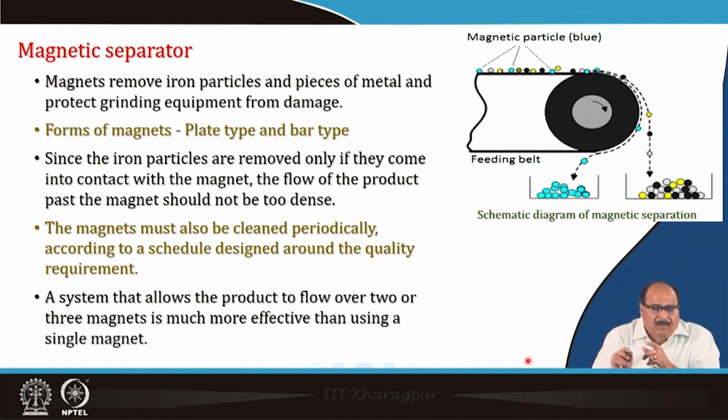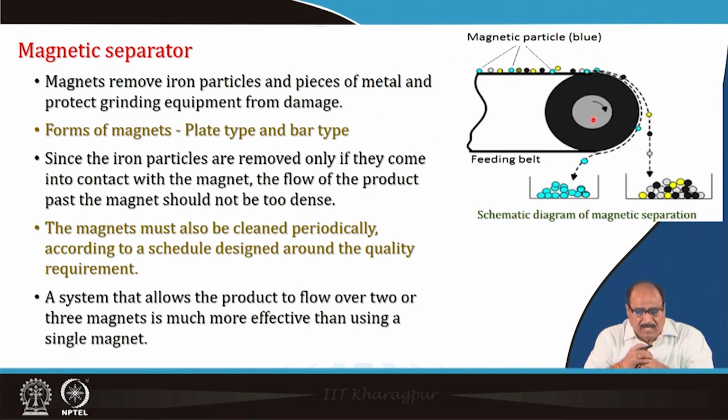You can see here in the figure, the magnets are used to remove iron particles and pieces of metal and protect the grinding equipment from damage. The magnets may be plate type or bar type, and since the iron particles are removed only if they come into contact with the magnet, the flow of the product past the magnet should not be too dense, that is, it should be slow, so that all the magnetic particles come in contact with the magnets.